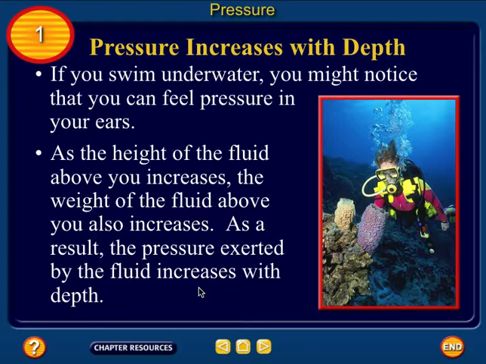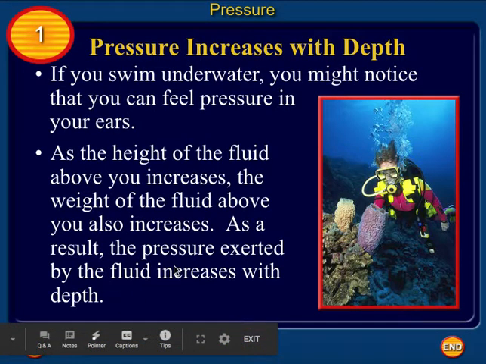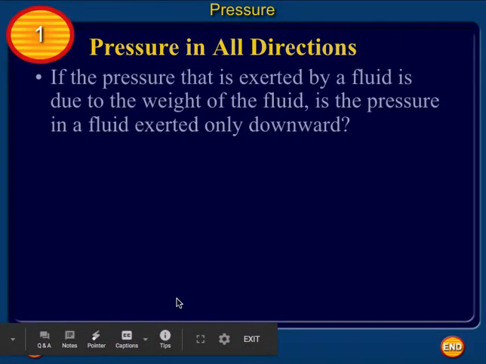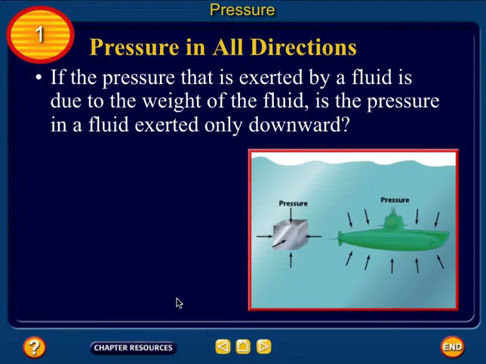So you have to go up at a slower rate than you went down at, and you have to be constantly getting rid of air and breathing out as much as you can, because that air is now expanding into a larger area as you get closer to the surface. The further you go down, the more that pressure is exerted. The pressure that is exerted by a fluid is due to the weight of the fluid.